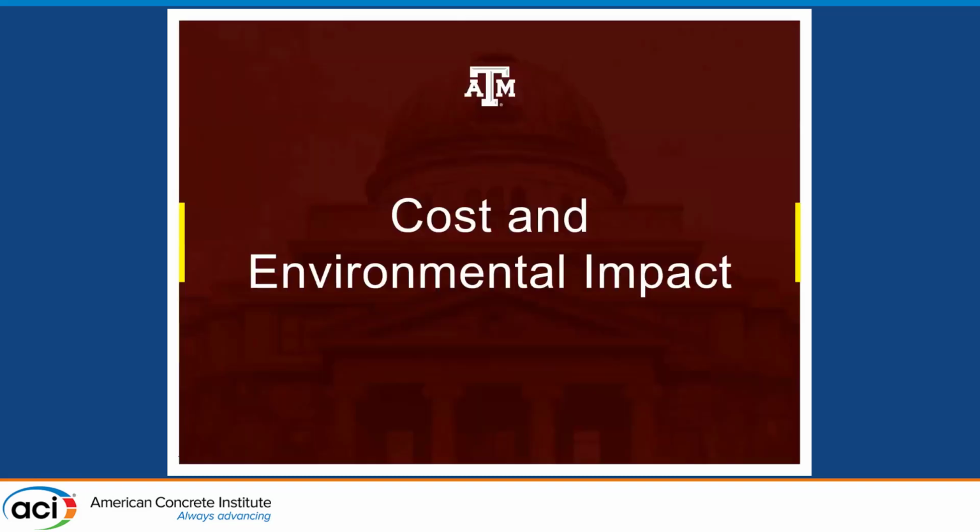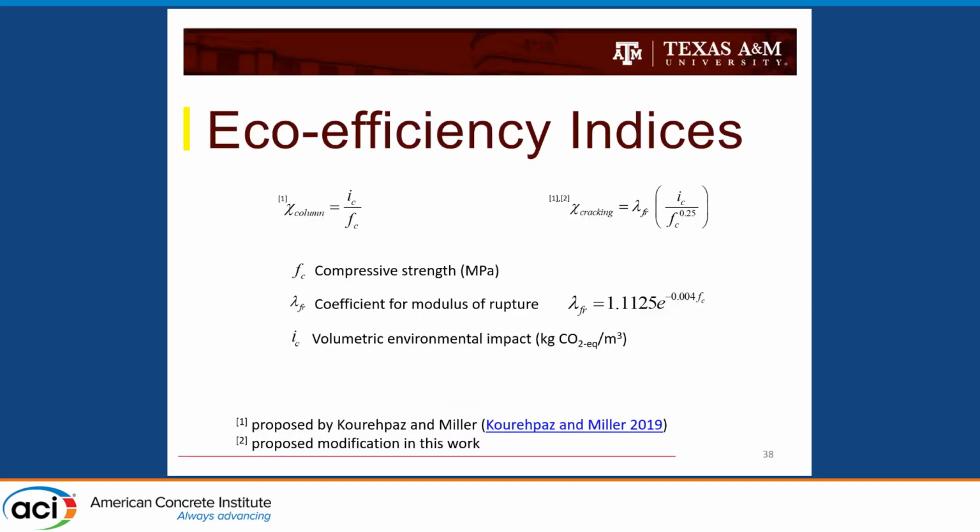So now, if you think about the cost and environmental impacts, most of these efforts have been started by Dr. Miller from University of California, and these metrics are the way to go now in terms of sustainability, because if you take a look at them, they actually account for mechanical performance and volumetric environmental impact concurrently. So in that work, they developed several indexes.